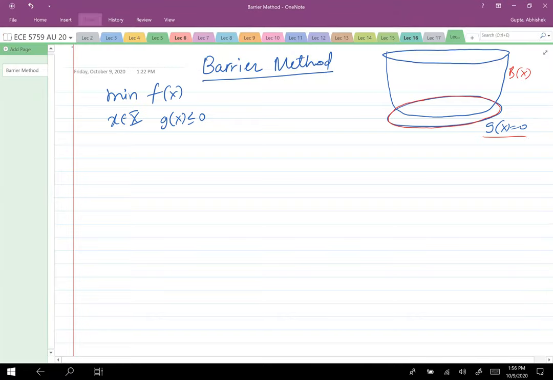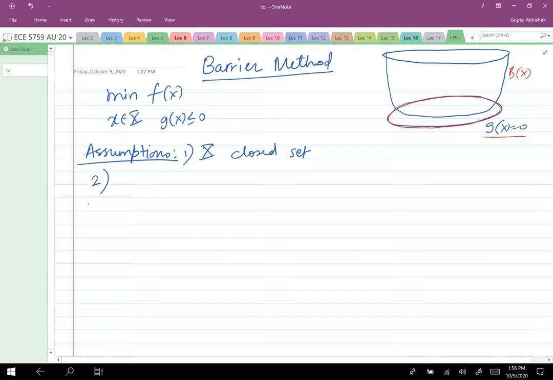So there are some assumptions I need to make in order for the barrier method to work. The first assumption is X is a closed set. The second assumption is typically X would be R^n, but it could also be some other closed set like a hyperplane. The other assumption is the set of x in capital X such that g(x) strictly less than zero is non-empty.